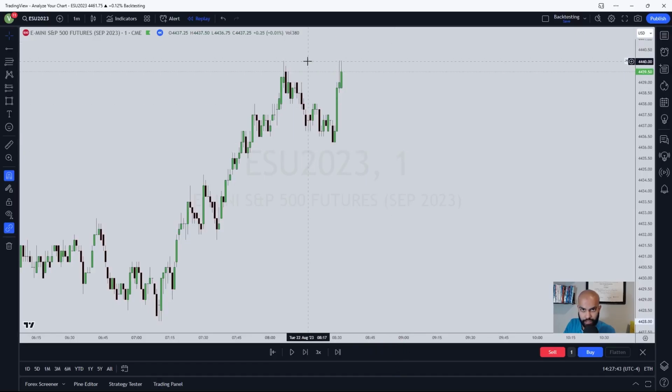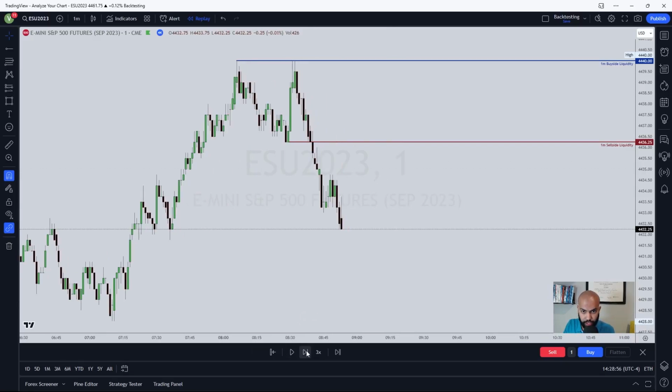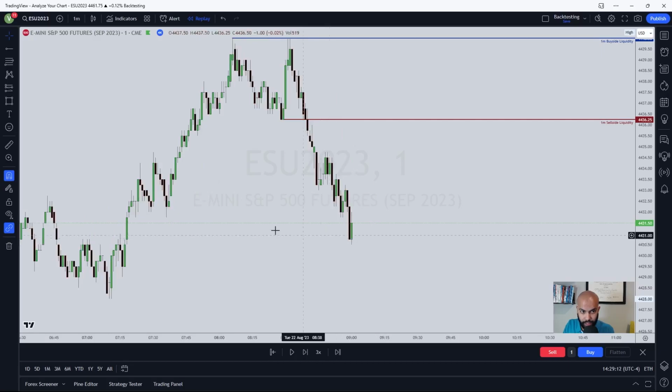It's 8:30, so let's see what happens. The first thing we need to look for is a sweep of liquidity. If no liquidity is swept, we do not enter. So we have the buy side and sell side liquidity noted here. Broke through, nothing here I'd want to trade. And price came down here.